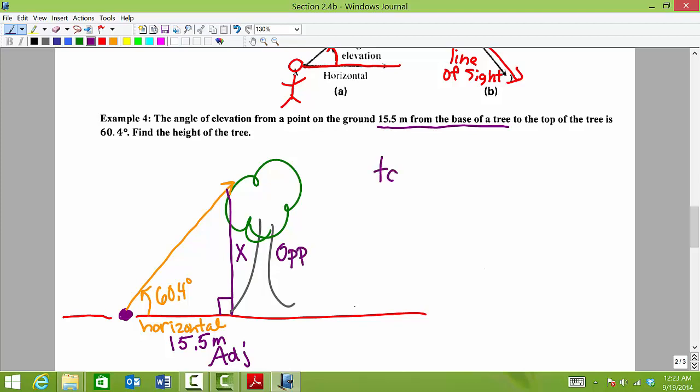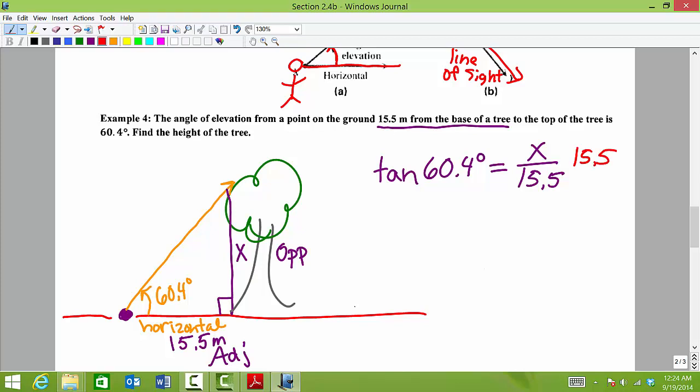So opposite over adjacent, that would be tangent. Tangent of 60.4 degrees would be equal to the opposite side divided by the adjacent side. And we're going to set up a trig equation using our two knowns and one unknown. So use your right triangle definitions of your trig functions to form a trig equation with one unknown and two knowns. And we're going to solve this for x.